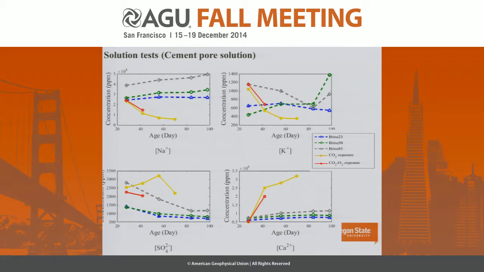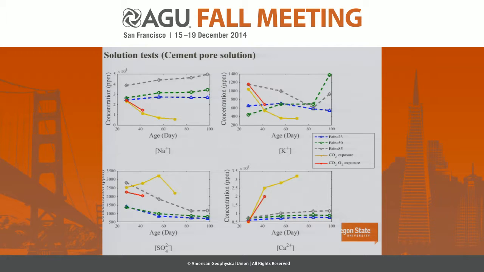Here are some results of the pore solution data. Similarly, each color represents a different exposure condition. And here, if we look at the alkali content, which are the sodium and the potassium, the red and the yellow lines, they show us there is a decrease in alkalis.